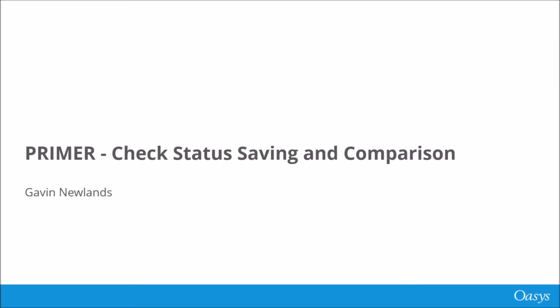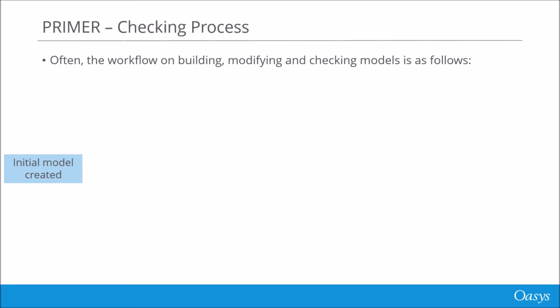Okay, so I'm going to talk about primer checking now and how you can now save and compare check status. So often the workflow on building, modifying and checking models is as follows. You've got your initial model created, you run a model check and you fix some issues that you have in your model. And that would lead to your baseline.